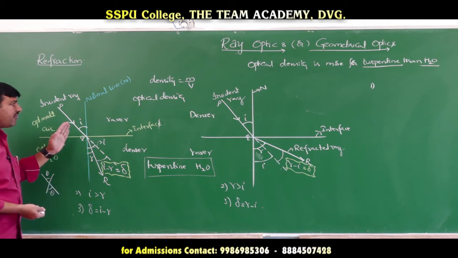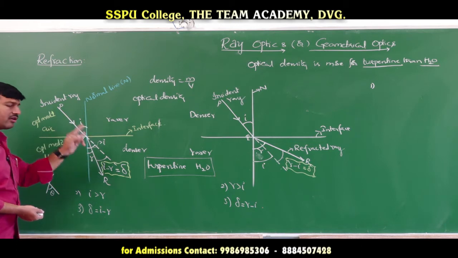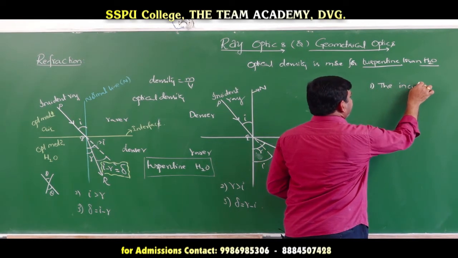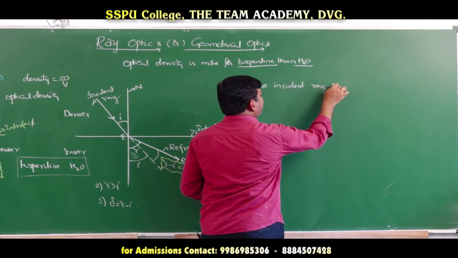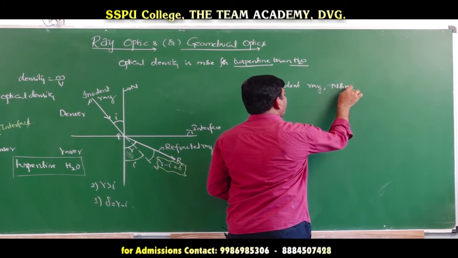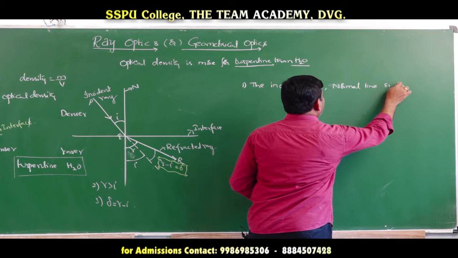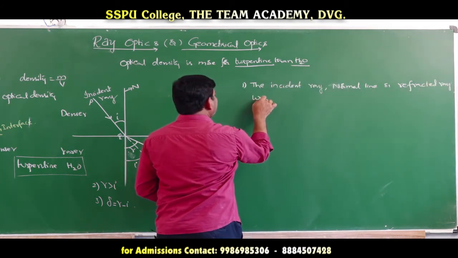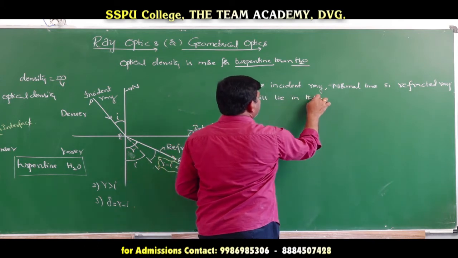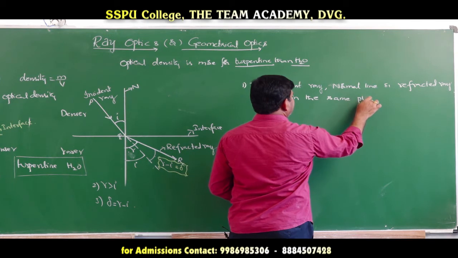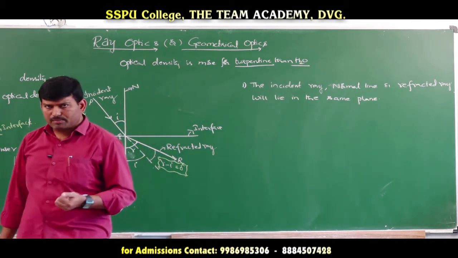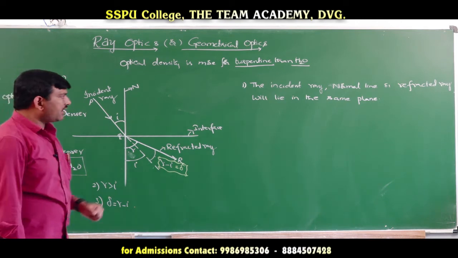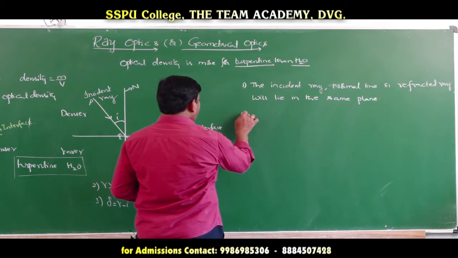That means the first law of refraction says that the incident ray, normal line and the refracted ray will lie in the same plane. If the incident ray and normal line are in the plane of the board, then the refracted ray must be in the plane of the board. If the refracted ray and incident ray are in the plane of the board, then the normal line must be in the plane of the board. Is it clear? That is about the first law of refraction.